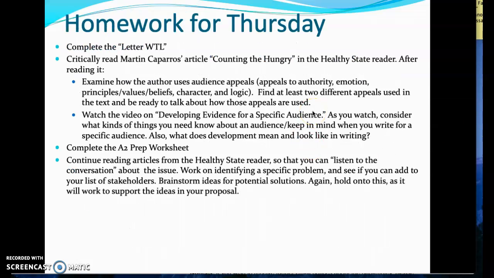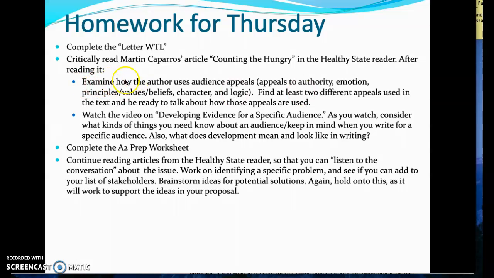And then you'll be submitting that on Canvas, along with your other homework, which is critically reading Martin Caparro's article titled Counting the Hungry. This is in your Healthy State Reader. After reading it, I want you to examine how the author uses audience appeals. So appeals to authority, emotion, principles, values, beliefs, character, and logic. So those appeals we just talked about, aka ethos, pathos, and logos. And then find at least 2 different appeals that were used in the text and be ready to discuss how those appeals are used in a discussion post next week.